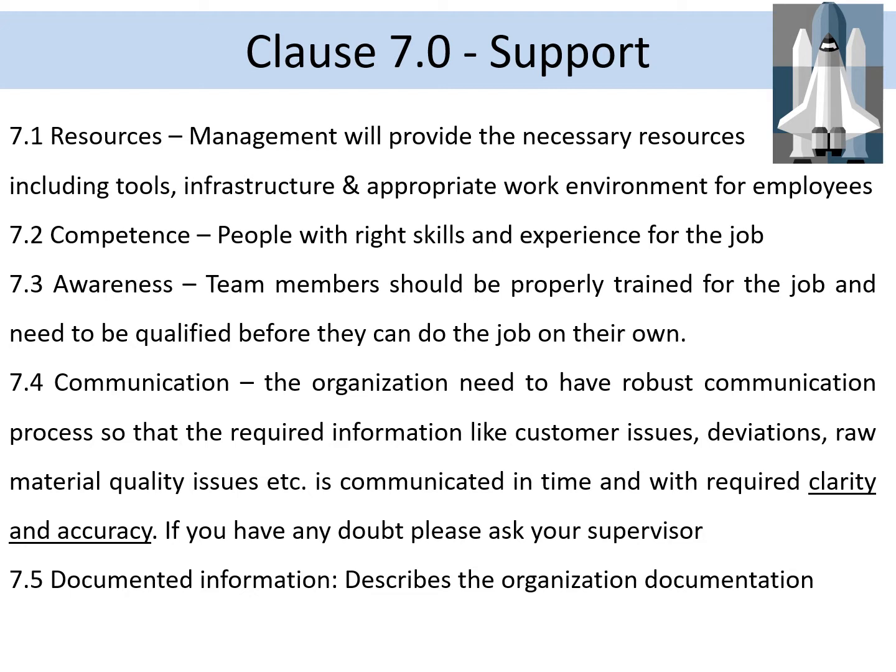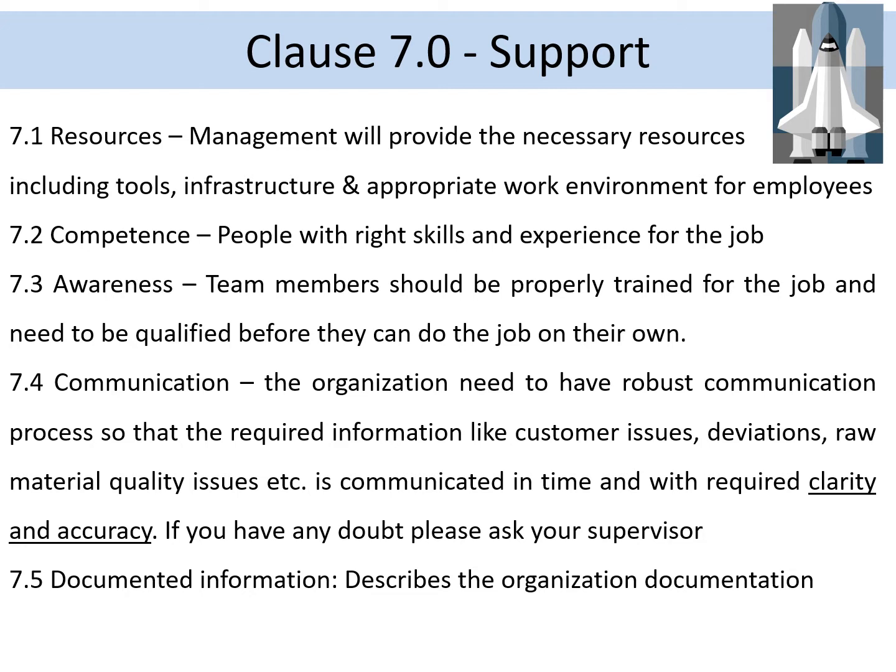7.2 is competence. It means people with the right skills and experience for the job. So you will always have people properly trained, properly experienced, and they do their job so they can do a better job for the customers. 7.3 is awareness. So team members should be properly trained for the job and need to be qualified before they can do the job on their own. So if somebody is at the workplace for the first day or the second day, they cannot do the job by themselves unless they're properly trained and certified by a person who's an expert in that job. That's really important. 7.4 is communication.